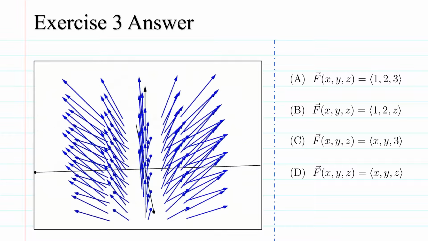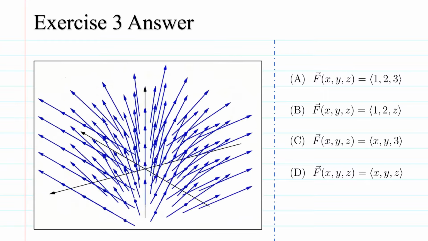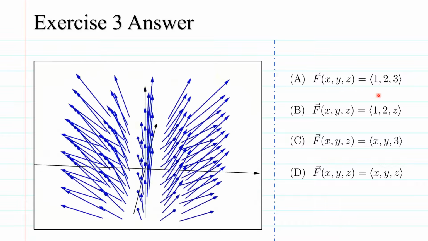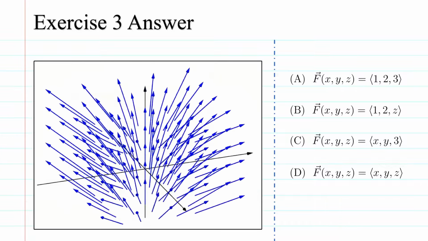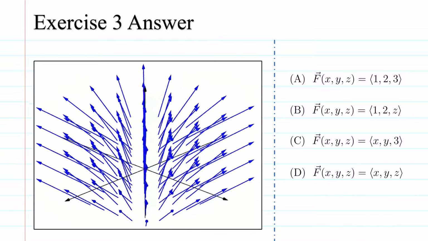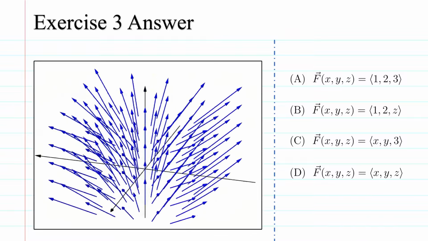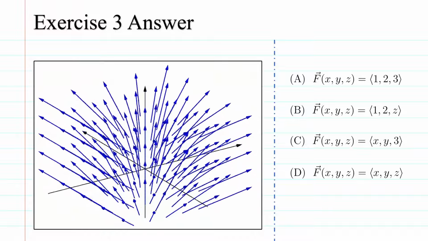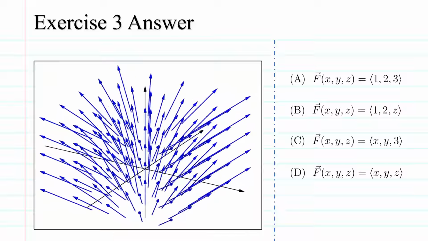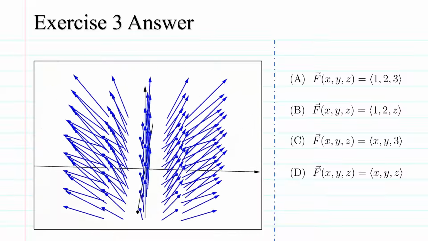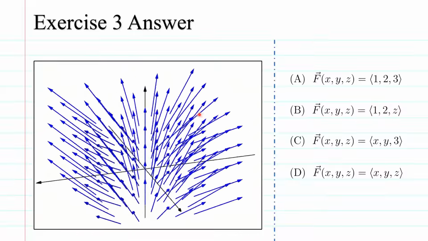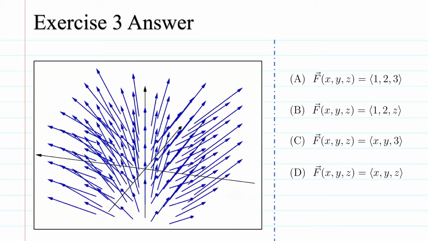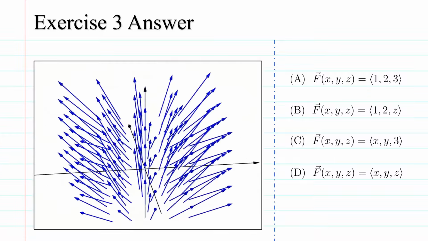Okay, before we give the correct answer, let's discuss the wrong answers first. So first, if we look at letter A, f of x, y, z equals a constant vector. Because of that, you can imagine, like in exercise 2 earlier, that the graph of f of x, y, z equals constant is vectors pointing in the same direction. But if we look at the given graph, not all of these vectors point in the same direction. So letter A cannot be the answer.